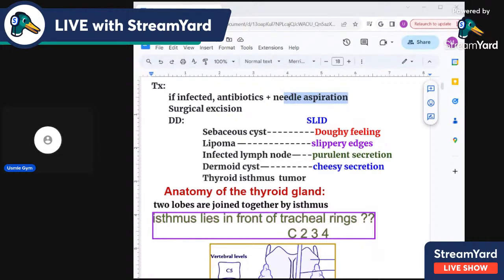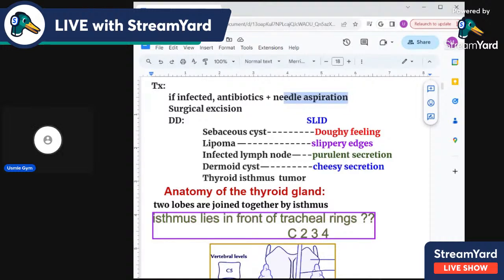Is that the right one? Yeah. Okay, let me see. Where has that gone? The page disappears.